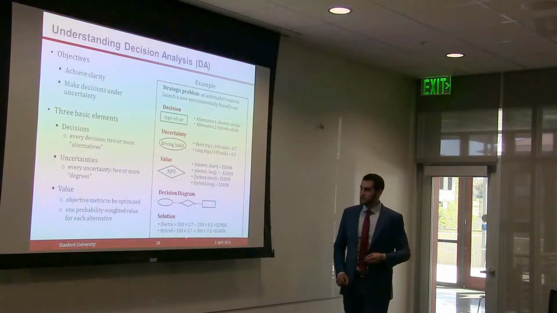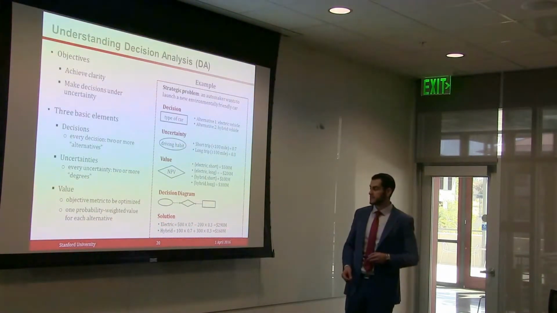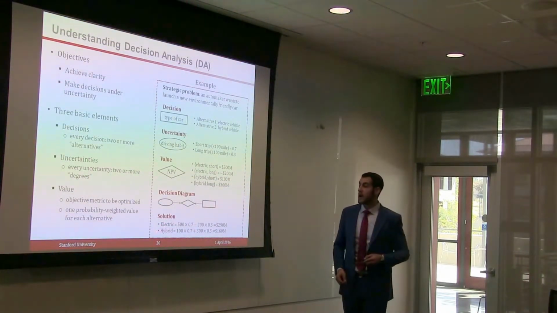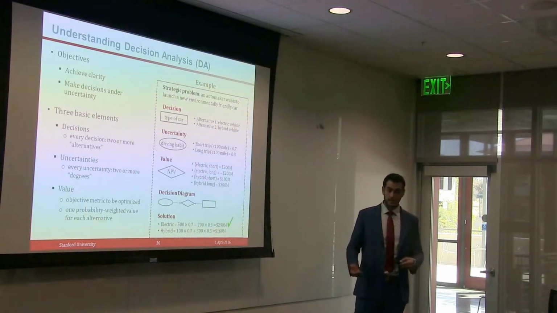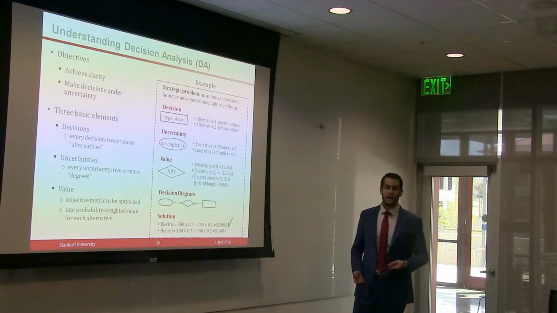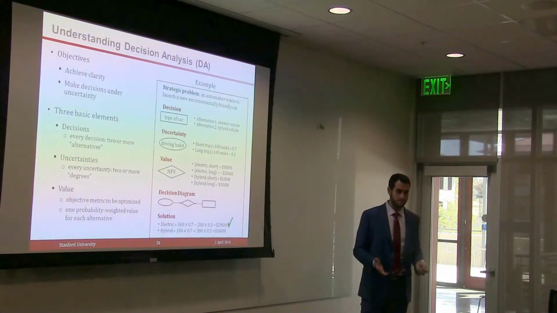We solve it by simply calculating the probability weighted average for each alternative. So for electric cars, I see that the expected NPV is here 290 million. For hybrid cars, it's about 160 million. I always want to go for the higher NPV in this case, so I should go ahead and pick an electric car. This is how decision analysis works.